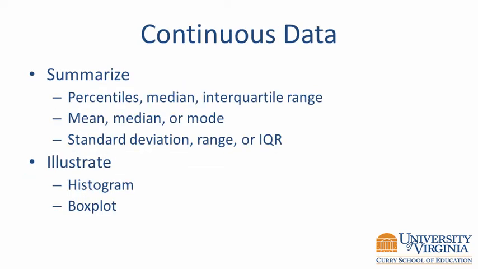You really have the most choices with continuous data. You can summarize the information through percentiles, you can look at the mean, median, or mode for central tendency, and you have a choice among the standard deviation, range, or interquartile range for variability. The plots are different than you had with categorical data. For continuous data, you illustrate the information through a histogram or a box plot.